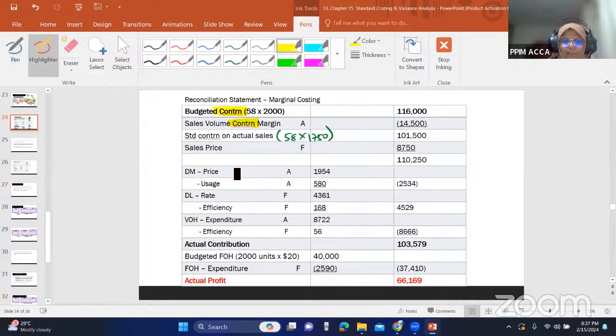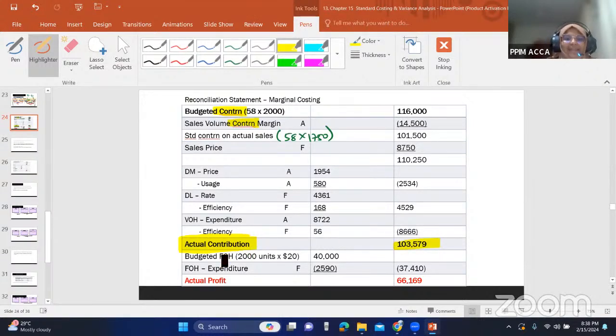Then we put the direct material price, usage, direct labor rate, efficiency, variable overheads expenditure, efficiency. Okay. And then usually under absorption costing, we would have put the fixed overhead variances as well. But under marginal costing, we will take a total here and we will call it actual contribution. Because we can get that figure, right? Because before fixed overheads are deducted, selling price, everything to do with the sales, minus all the variable cost, will give you contribution. Okay, so we can't just omit that figure. We have to take a total and find out what is actual contribution.